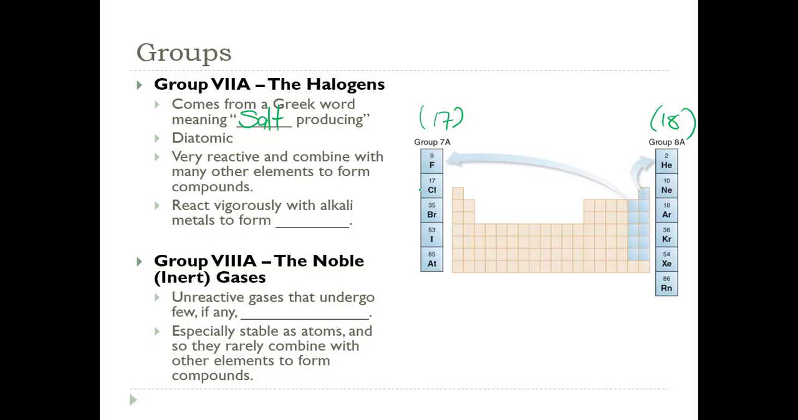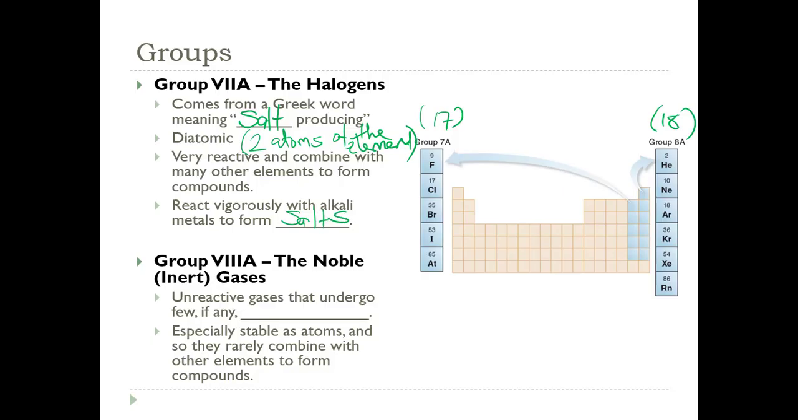All in this group, fluorine, chlorine, bromine, and iodine, are diatomic, meaning we have two atoms of the element in a molecule. They're very reactive and combine with many other elements to form compounds, and they react vigorously with alkali metals, like sodium, to form salts.